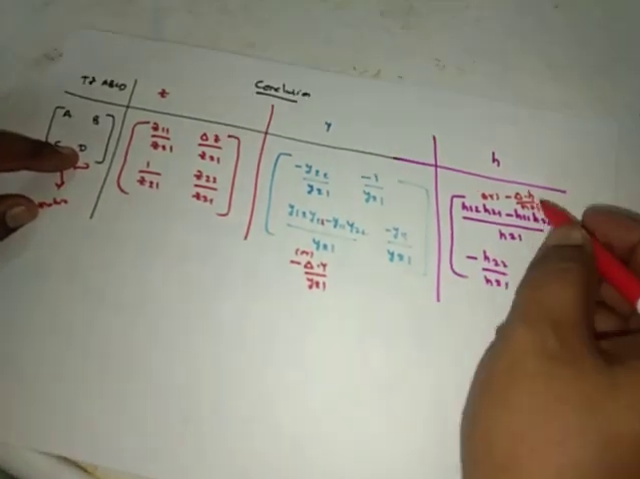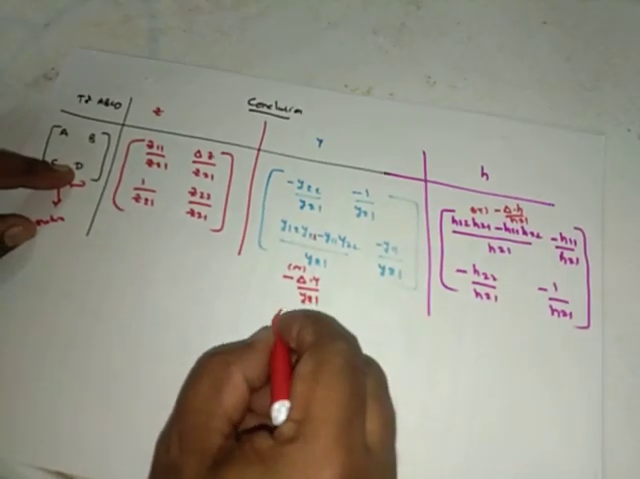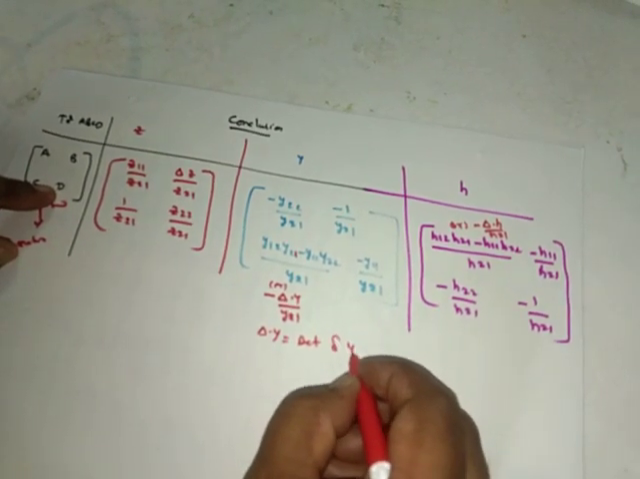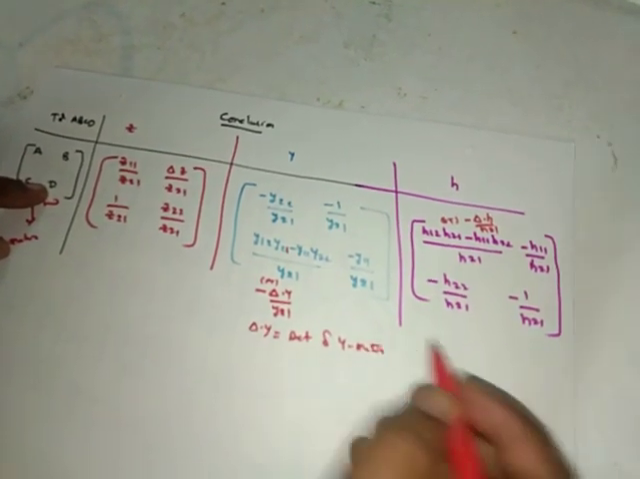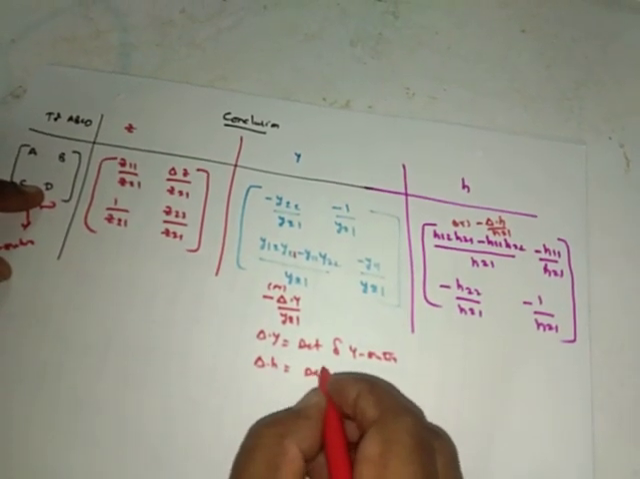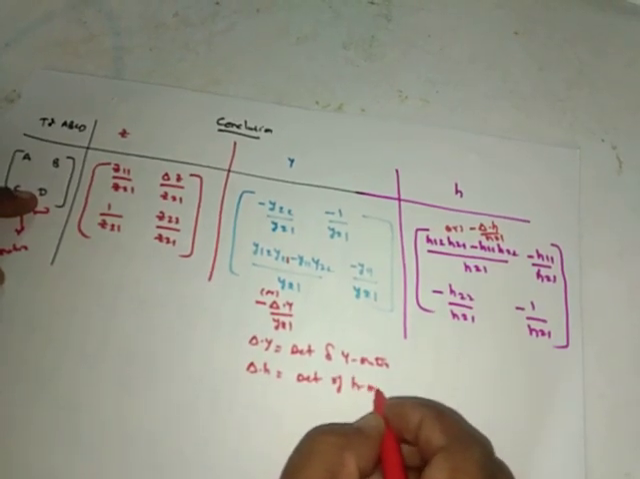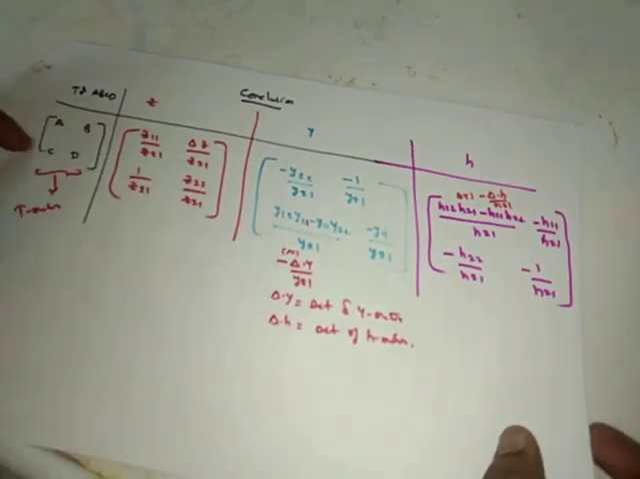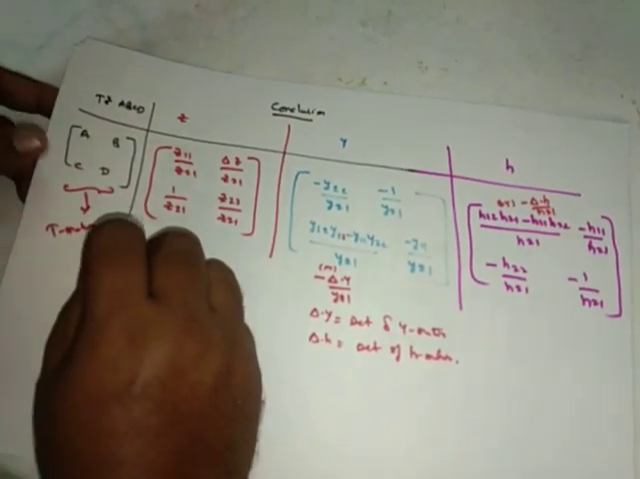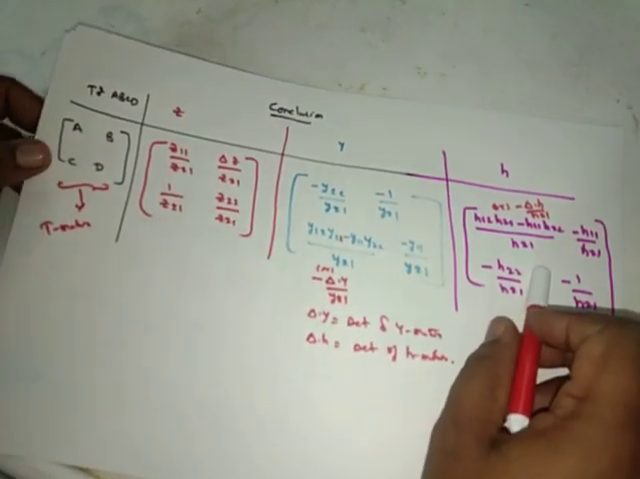Where delta Y and delta H are determinants: delta Y is equal to determinant of Y matrix. Similarly, delta H is equal to determinant of H matrix. So like this we can easily convert any parameters in terms of the remaining 3 parameters. With this lecture we completed interrelationship between all parameters.